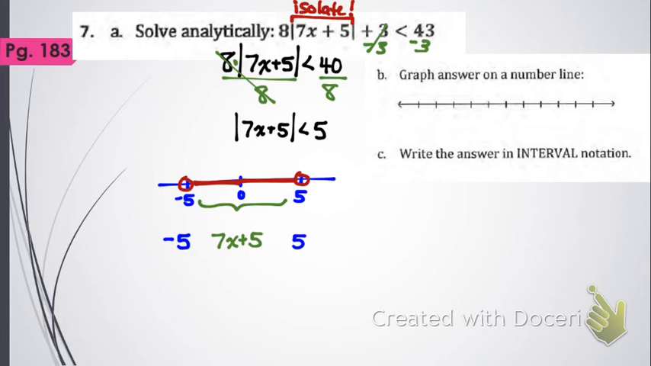What do I need in between the negative 5 and the 7x plus 5? A less than. Because alligator's not going to eat the negative 5, right? What about in between the 7x plus 5 and the 5? Like this? No. Alligator eats the biggest thing. 5 is the biggest thing. So I have a compound inequality.